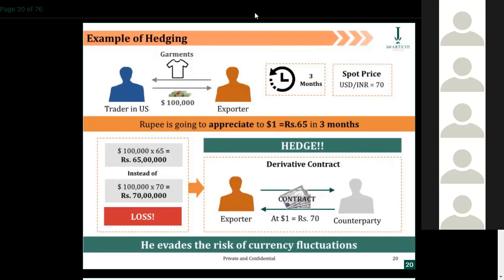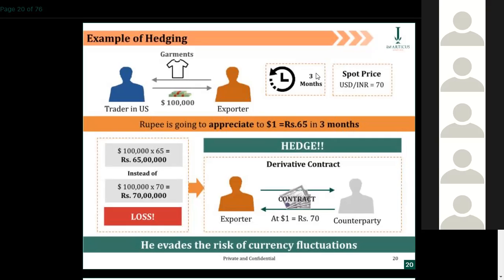I did not get it. If you can just repeat what you said. Yes, in the first case, the exporter will get 70 rupees in exchange for $1. But if it appreciates to 65, he will get 65 only against $1. So it will be a loss for the exporter. Okay, it is a loss, right? So if $1 becomes equal to 65, that is going to be a loss to the exporter, right? Everyone agrees.